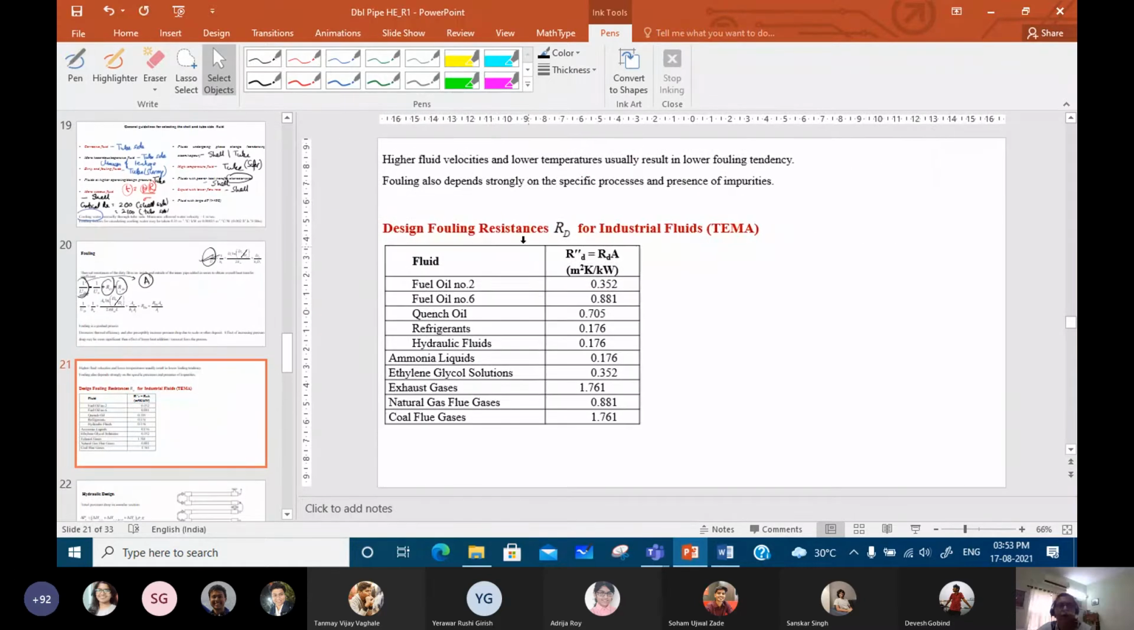There are different people who call them in different ways. Certain things you can remember: higher fluid velocities, lower fouling tendency; lower temperature, lower fouling tendency, etc. So normally when you design, you have to adopt these fouling resistances. Some typical values are given here. Possibly in your problem, we will be defining some particular fouling resistance.